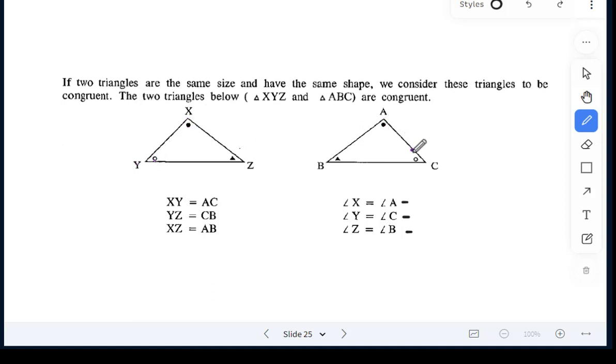So we can also say that side XY is equal to side AC, because of these 2 angles. Side XY is equal to side AC, side YZ is equal to side CB or BC, and then XZ is equal to AB. All right, so these 2 triangles are congruent. They're equal in size, they're equal angles, and equal sides.